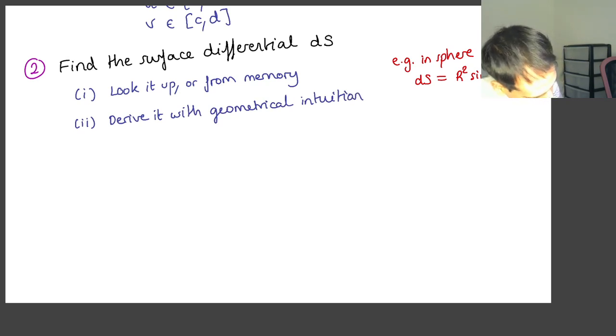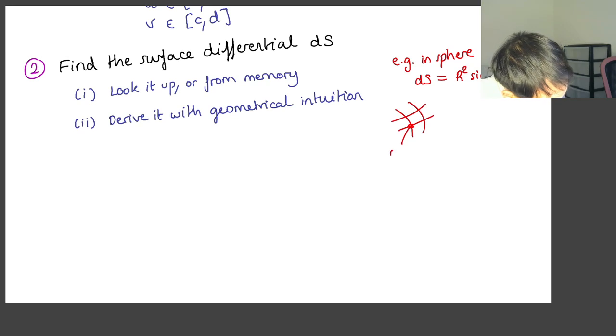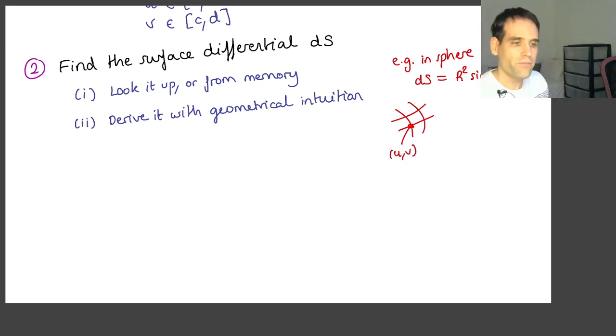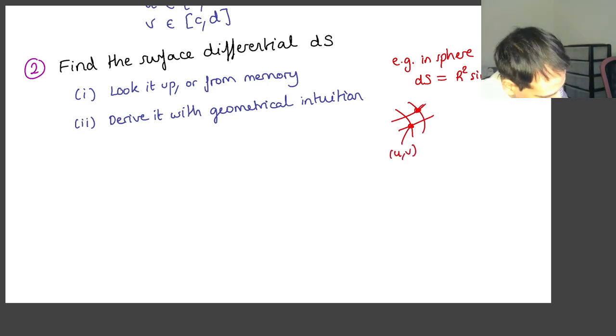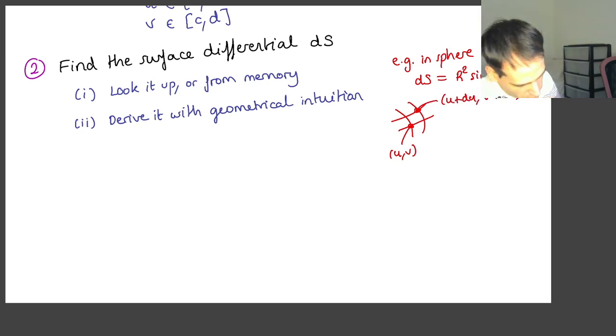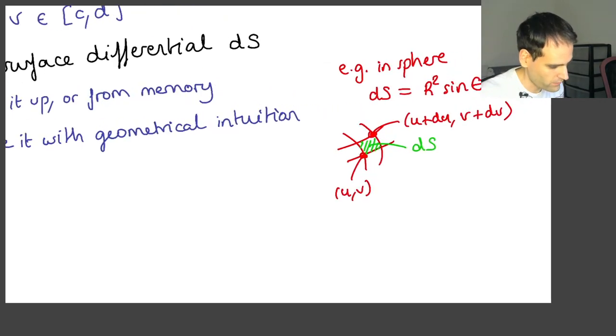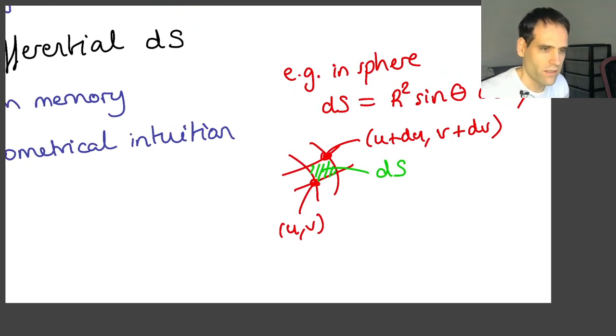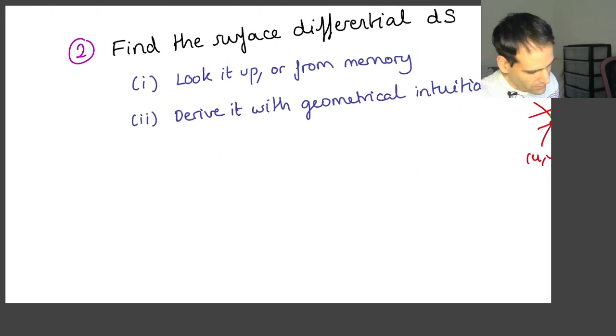And you remember that the way to do this was to fix u and v to a certain value. Then imagine that you increase u and v by an amount du and dv respectively. And then you have to find the area of this square. And the area of this square is dS. That's how you do it geometrically. So that's the geometrical intuition method.